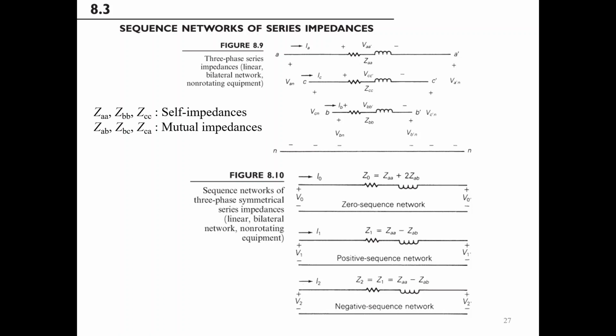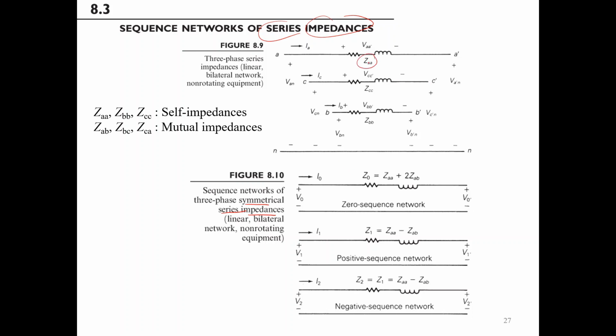What happened to the sequence network of a series impedances? The series impedance is the representation of the transmission line. If you remember, this is the transmission line. So you can see that if you express the original phase quantities in terms of symmetrical components, this is the result, right? The zero sequence, positive sequence, and negative sequence are all in series, but with different mutual impedance. What do I mean by mutual impedance?